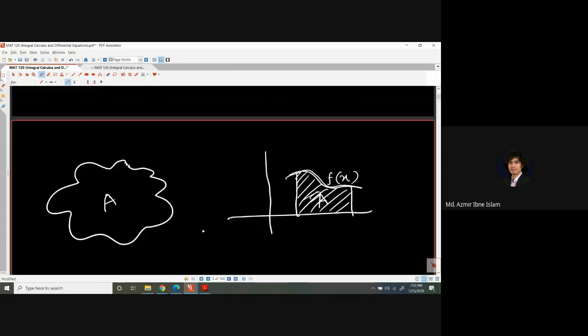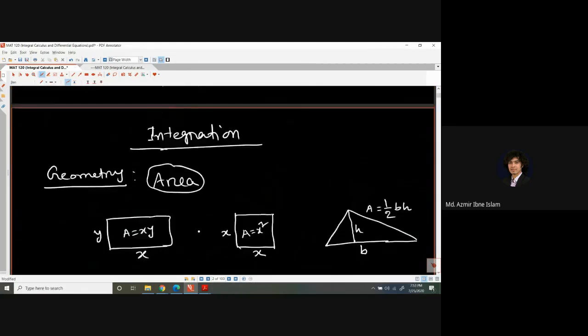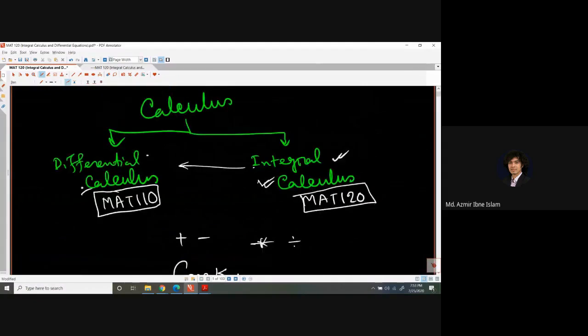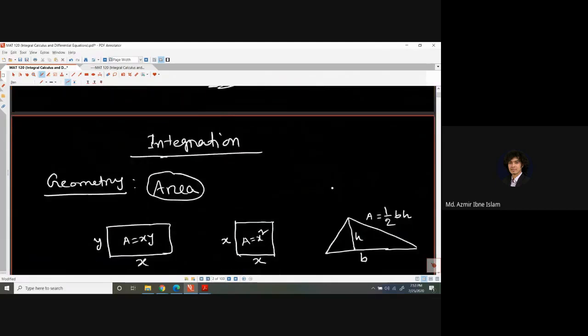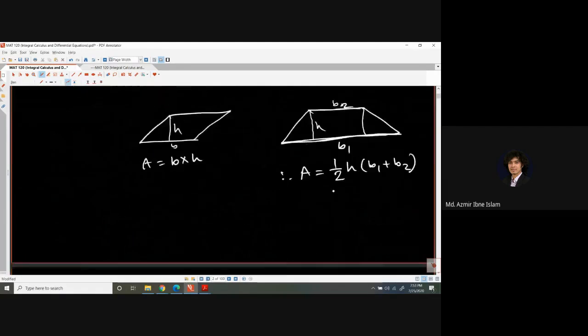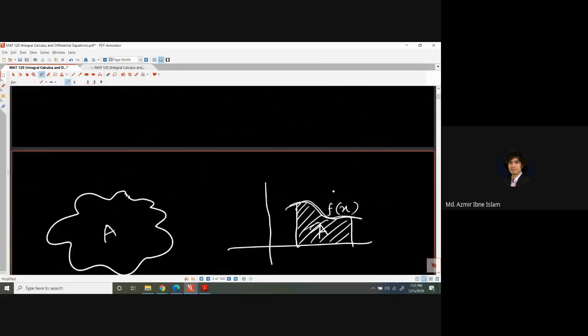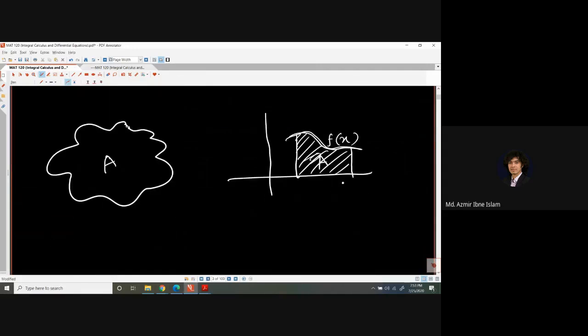And you must know that differential calculus deals with the rate of change, and integral calculus deals with finding area, volume, surface area, just like that. So our question is how we can find the area for this type of curve, or suppose we have this type of curvature shape.